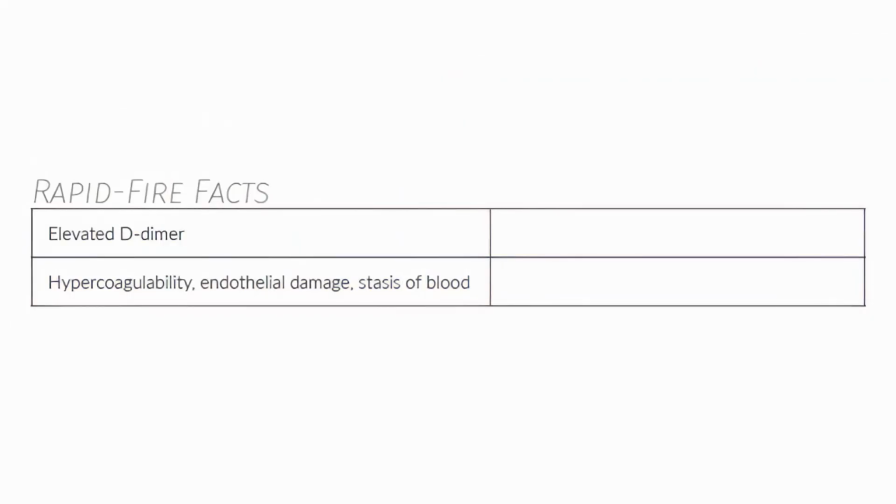Now let's look at some rapid fire facts. Elevated D-dimer: when I see that, I think of DVTs or pulmonary embolisms. Another rapid fire fact is hypercoagulable state, endothelial damage, and stasis of blood. That's Virchow's triad.